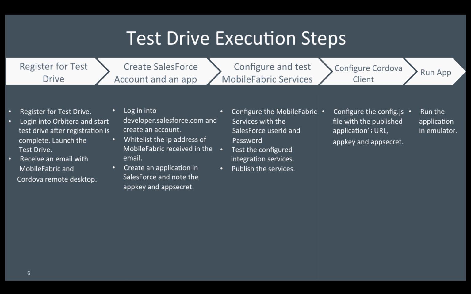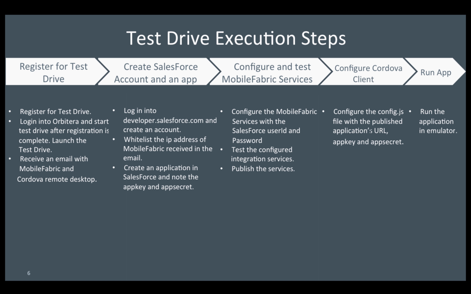When a new app is created, you will see that the app key and the app secret are generated. You will need to note this information as it is needed to configure the MobileFabric services. Next, we cover the steps to whitelist the IP address of the MobileFabric that you have received in the email so that the app secret will not have to be sent along with the account password during Salesforce object invocation.